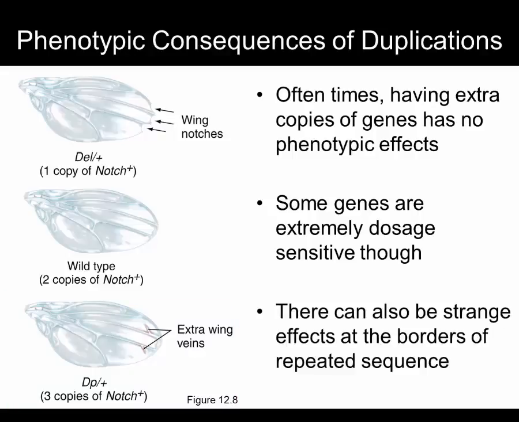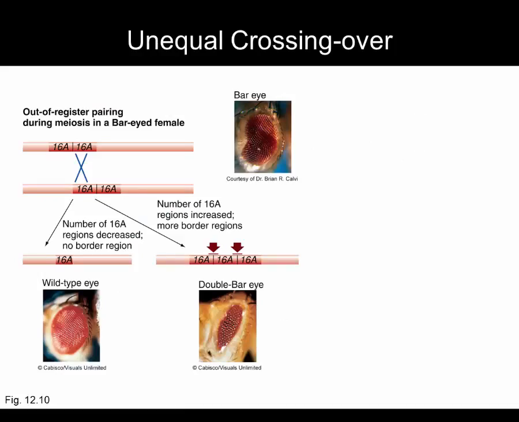Also, some effects are the result of the new sequences formed at the borders of repeats. This can be seen in flies with a bar eye phenotype. The number of facets that make up the eye are reduced, and the eye takes on this odd shape. The phenotype is caused by the duplication of the 16A region of the X chromosome. Normally, the 16A region is between the 15F and 16B regions. But the duplication creates an abnormal junction where the end of the 16A region is followed by the start of another 16A. This was the first evidence that the location of a gene along a chromosome can affect how it's expressed. We'll learn more about this when we get to gene regulation.